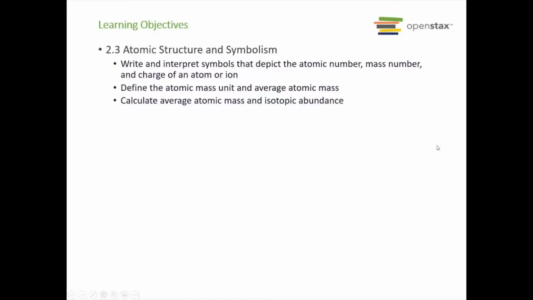And now moving on to 2.3, atomic structure and symbolism. So in this section, we're going to write and interpret symbols that depict the atomic number, mass number, and charge of an atom or ion, define the atomic mass unit or average atomic mass, and calculate average atomic mass and isotopic abundance.